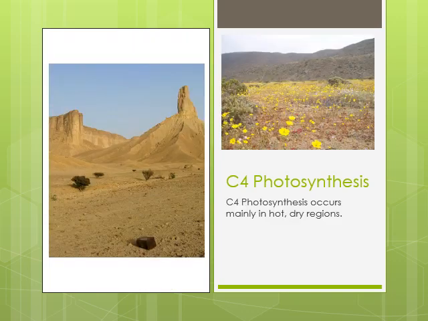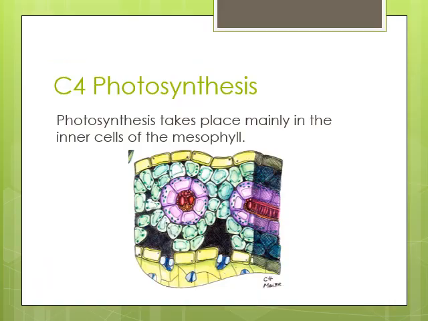These C4 plants do really well in hot, dry regions. The big thing to note is that photosynthesis takes place in the inner cells of the mesophyll, not throughout. So this is a cross-section of a leaf of corn. You'll notice that there are these outer cells that surround this inner circle. Photosynthesis happens inside that circle, not these outer ones, only the inner ones.